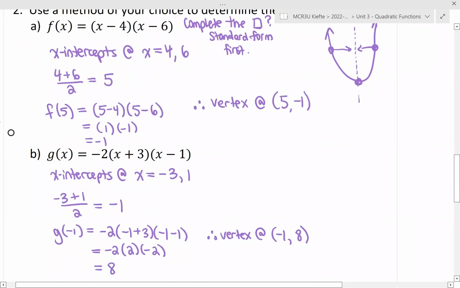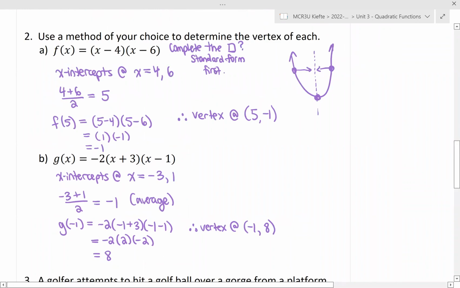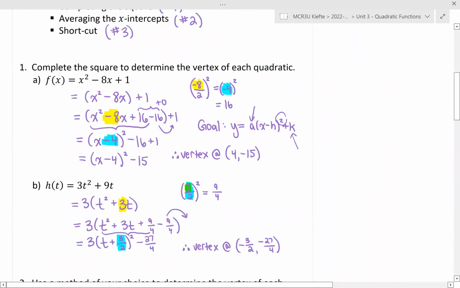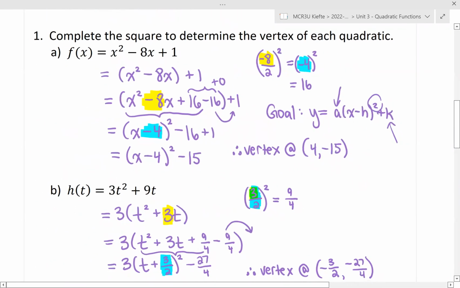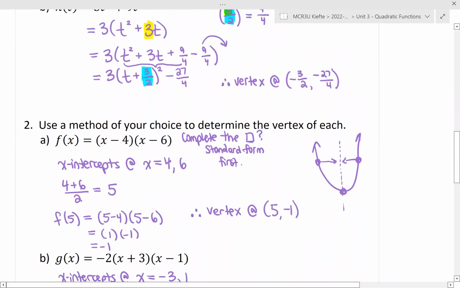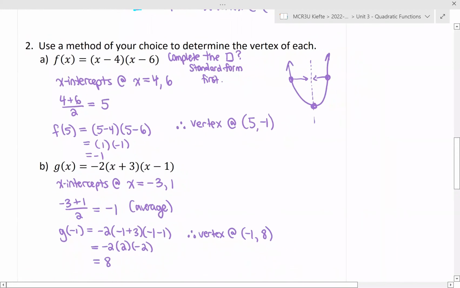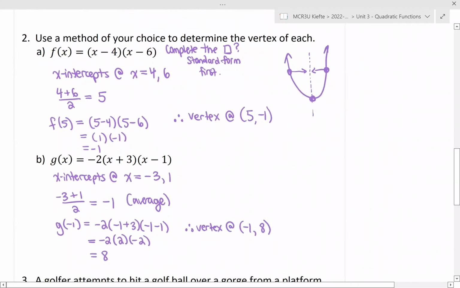Similarly here, we found the x-intercepts. We're averaging them. And we're subbing in to find our y value. So try to make an informed choice. If it's in standard form, you probably want to complete the square, or frankly, use the shortcut method. And if it is in factored form already, you probably want to find the x-intercepts and average them.